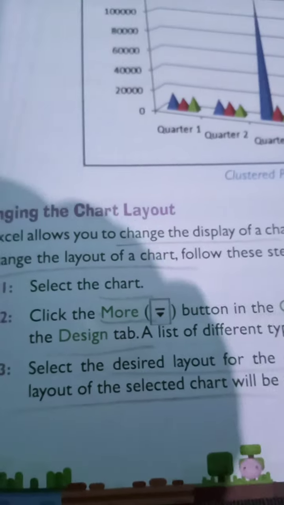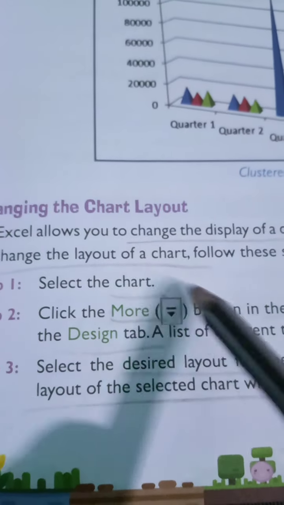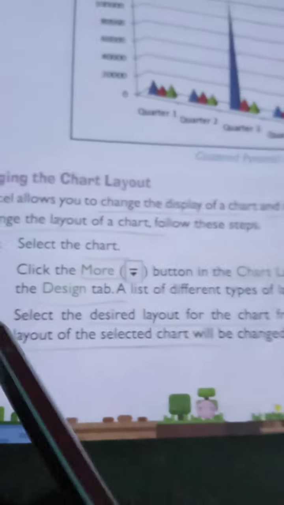Changing the chart layout. How can we change the layout? First we have to select the chart, then click the More button in the Chart Layout group. In the design tab, select the desired layout for the chart from the list. You can see these are the different layouts. Whatever layout you want, you can insert in your chart.